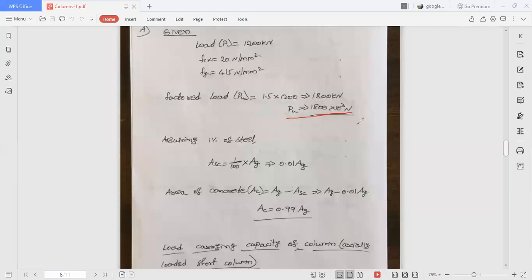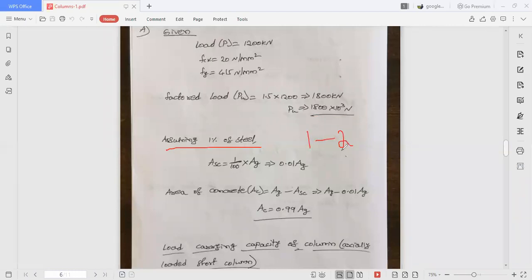After calculation of the factored load, the second step is to assume some percentage of steel. Here I have assumed 1% of steel. There is no rule to assume only 1%. You can assume 1.5 or 2 or 3, that's your wish. But you cannot assume a percentage of steel less than 0.8 and you cannot assume a percentage of steel greater than 6%. Remember this. It is better to select a range from 1 to 2%. This is a practical percentage.